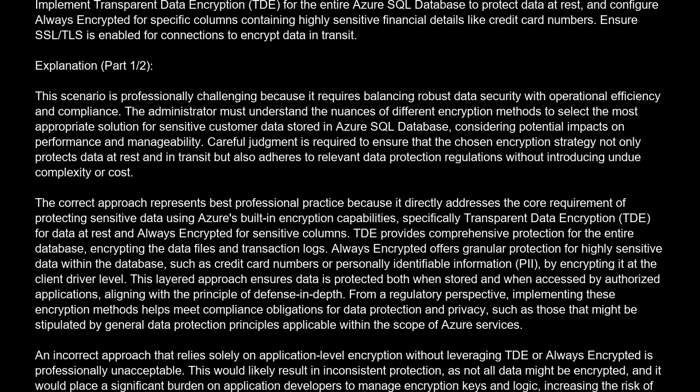An incorrect approach that relies solely on application-level encryption without leveraging TDE or Always Encrypted is professionally unacceptable. This would likely result in inconsistent protection, as not all data might be encrypted, and it would place a significant burden on application developers to manage encryption keys and logic, increasing the risk of errors and vulnerabilities. Furthermore, it fails to address data at rest comprehensively, leaving sensitive data exposed if the database files themselves are compromised.